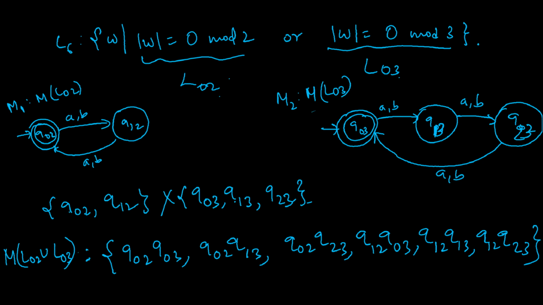And in those 6 states, what are going to be the final states? Because here it is OR, the final states would be those where there is Q02 or Q03. You will have all of them as final states. So this is going to be a final state. Q02 is here, so this is also a final state. Q02 is here, so this is also a final state. And similarly, Q03 is here, so this is also a final state. So there are going to be 4 final states in your DFA.